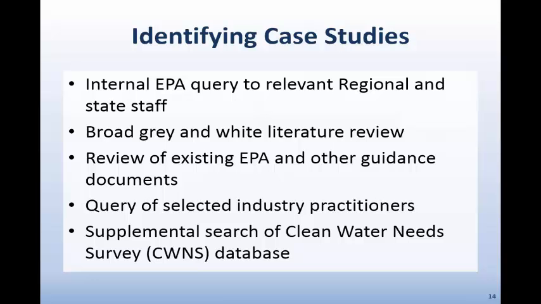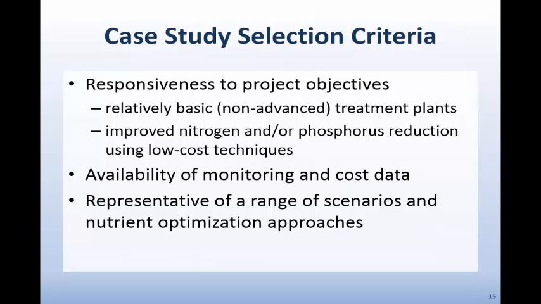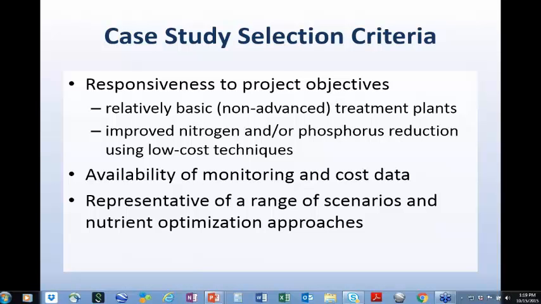As part of our case study identification and selection process, we evaluated potential case studies for various criteria. One was the responsiveness to the project objectives, or the responsiveness of that particular example or case study to the objectives. And again, kind of harping on this, but that included starting with relatively basic or non-advanced, particularly from a nutrient removal perspective, treatment plants, and then improvements in nitrogen and or phosphorus reduction using relatively low-cost techniques, mostly optimizing what they already have.